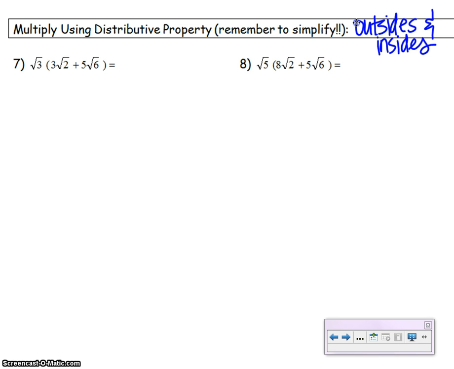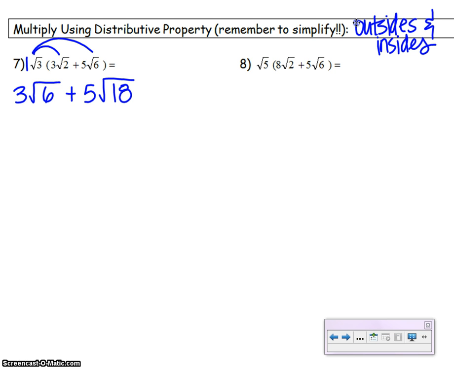It might be helpful for you to put a 1 in front of the square root of 3, just to keep that in mind. And then we can just draw our lines to distribute. So 1 times 3 will give us 3, and then the square root of 3 times the square root of 2 is square root of 6, plus 1 times 5 is 5, and the square root of 3 times the square root of 6 is square root of 18.